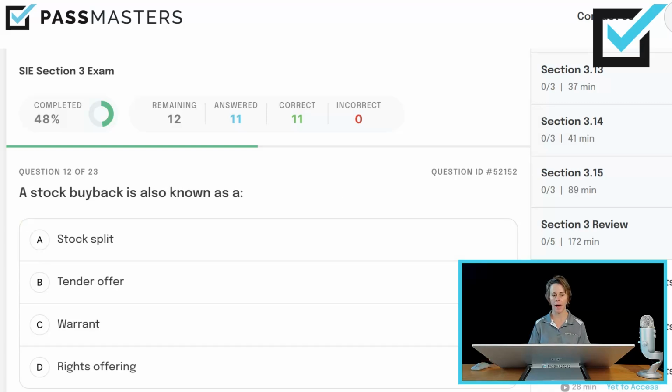A stock buyback is also known as a stock split, tender offer, warrant, or rights offering. A stock buyback is also known as a tender offer.